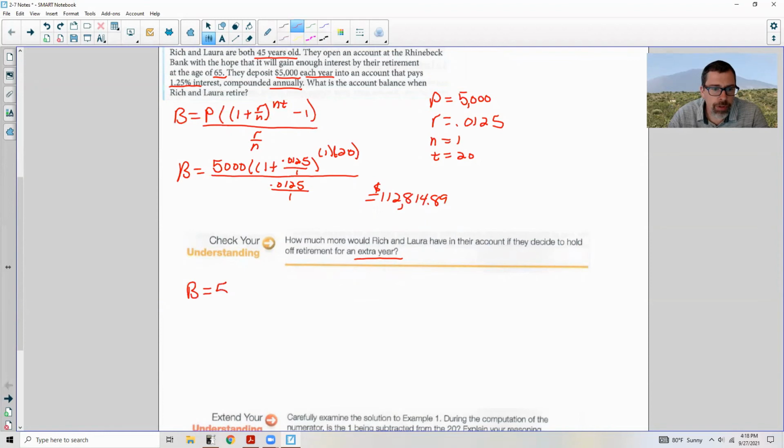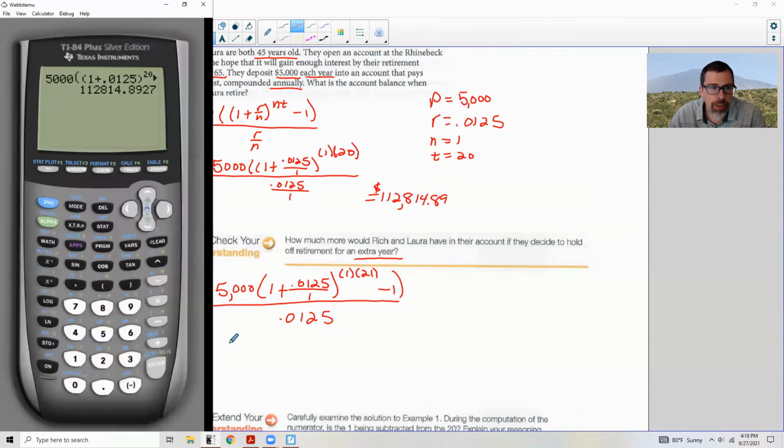So here we go. B is going to equal 5,000 times 1 plus 0.0125. The interest rate didn't change. The number of times compounded didn't change. But now the 20 became 21. That's all that changed. All over 0.0125.